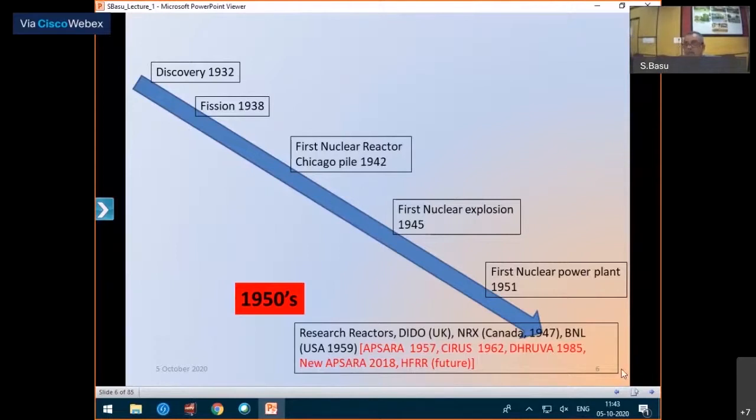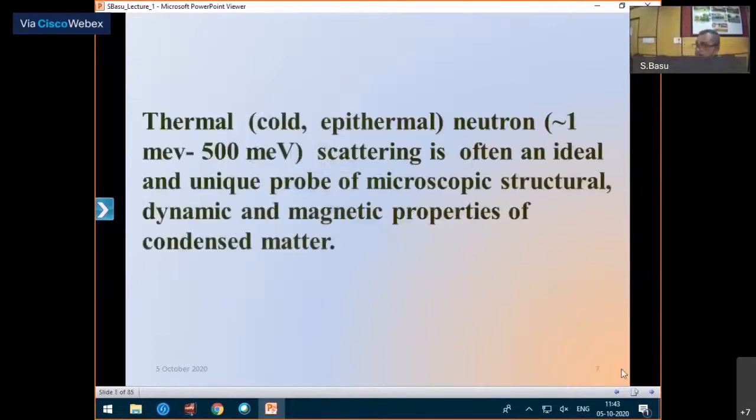There is some small delay. Yeah. So as was mentioned earlier also, Professor Chidambaram, thermal neutrons and cold neutrons, with energy in the range of 1 to 500 millielectron volt, are available in these thermal reactors.